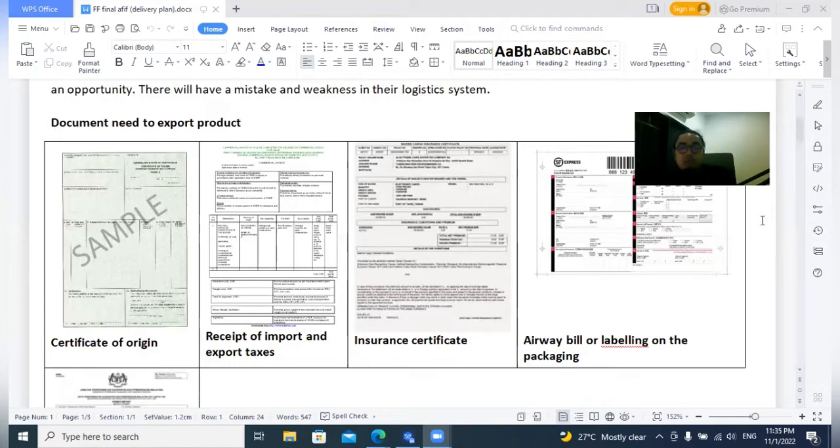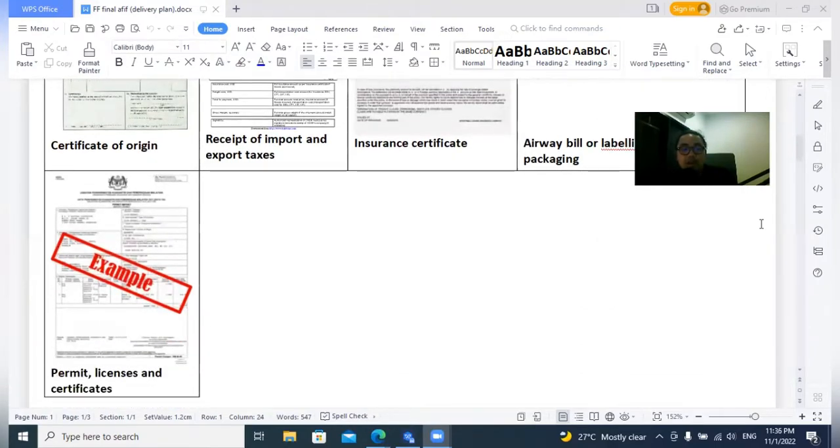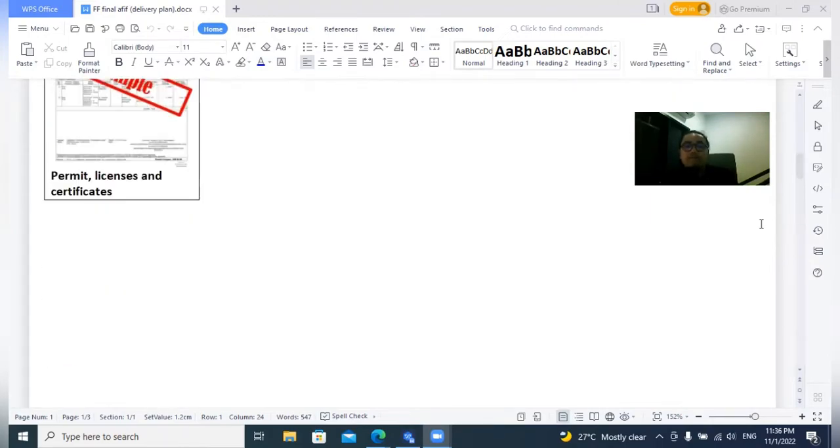Next are the airway bills or labeling on the packaging. This is to make sure the process will be smooth and the product can be delivered to the destination. The last one is the permit or license and certificates to export the product.